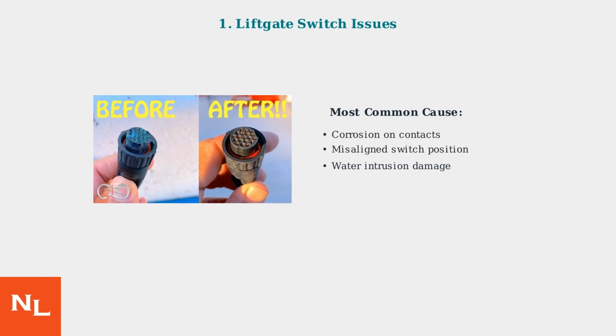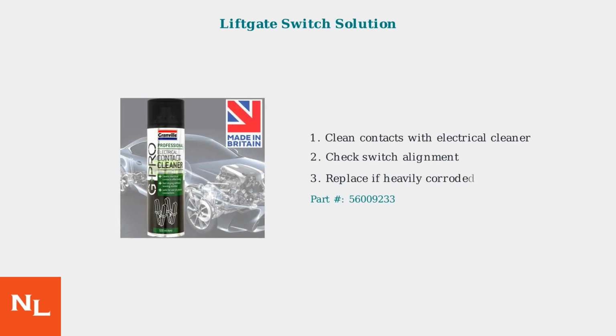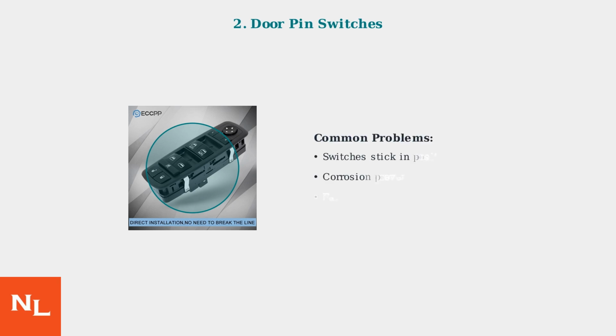This switch is located in the rear door frame and is highly prone to corrosion and misalignment. The solution involves cleaning the switch contacts with electrical contact cleaner. If corrosion is extensive, replace the entire switch assembly with part number 5600923. Door pin switches are the second most common cause, accounting for 20% of issues.